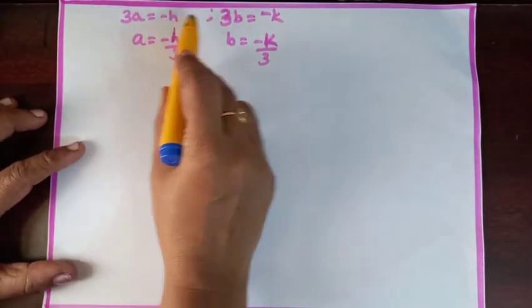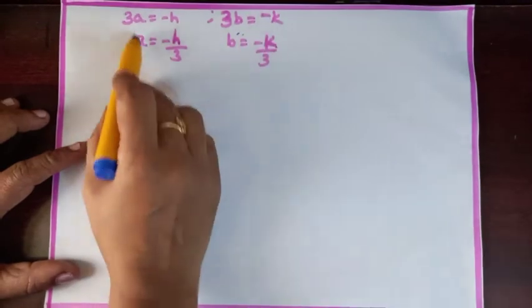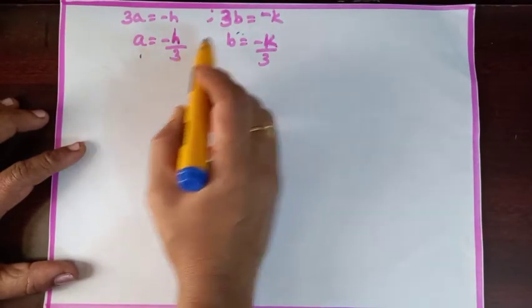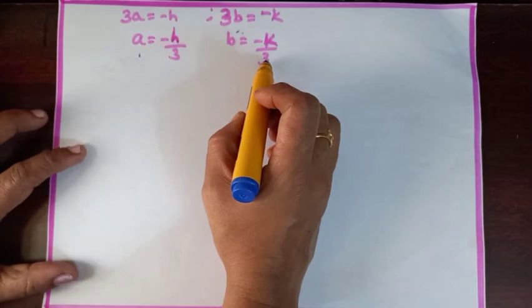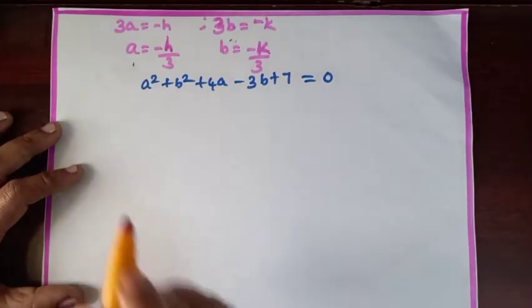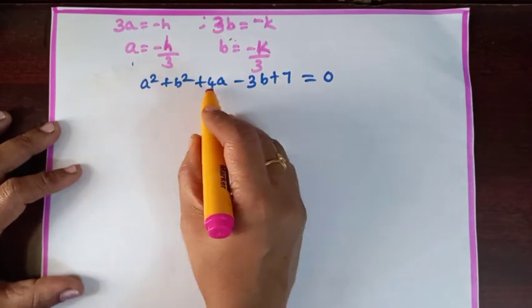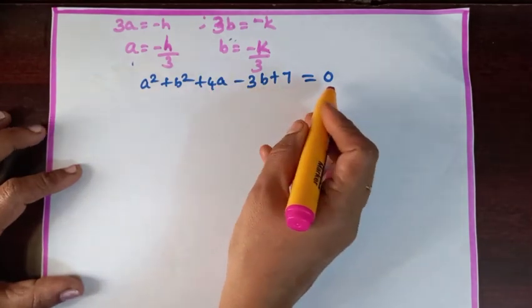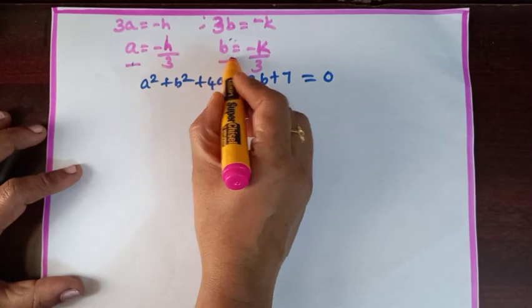Minus 3a equals h, minus 3b equals k. Then a is minus h by 3, b is minus k by 3. Substitute the values of a and b in the given equation. The given equation is a square plus b square plus 4a minus 3b plus 7 equals 0. Substitute a and b values here.